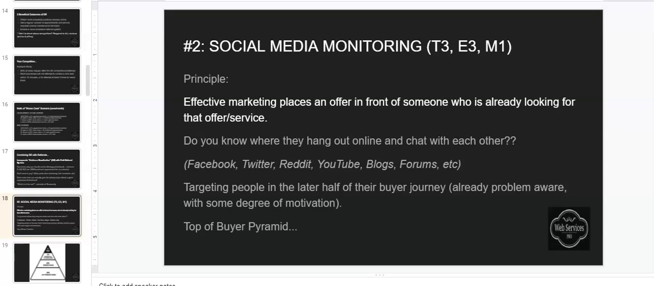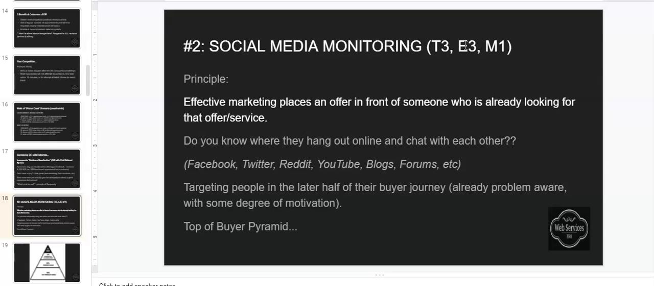Okay, so the next thing I want to go over is social media monitoring. This is for people who don't have much marketing budget, but they do have some time on their hands, or even better, they have someone on their team who can be dedicated to these kinds of activities and pursuits. So basically, what is this talking about?